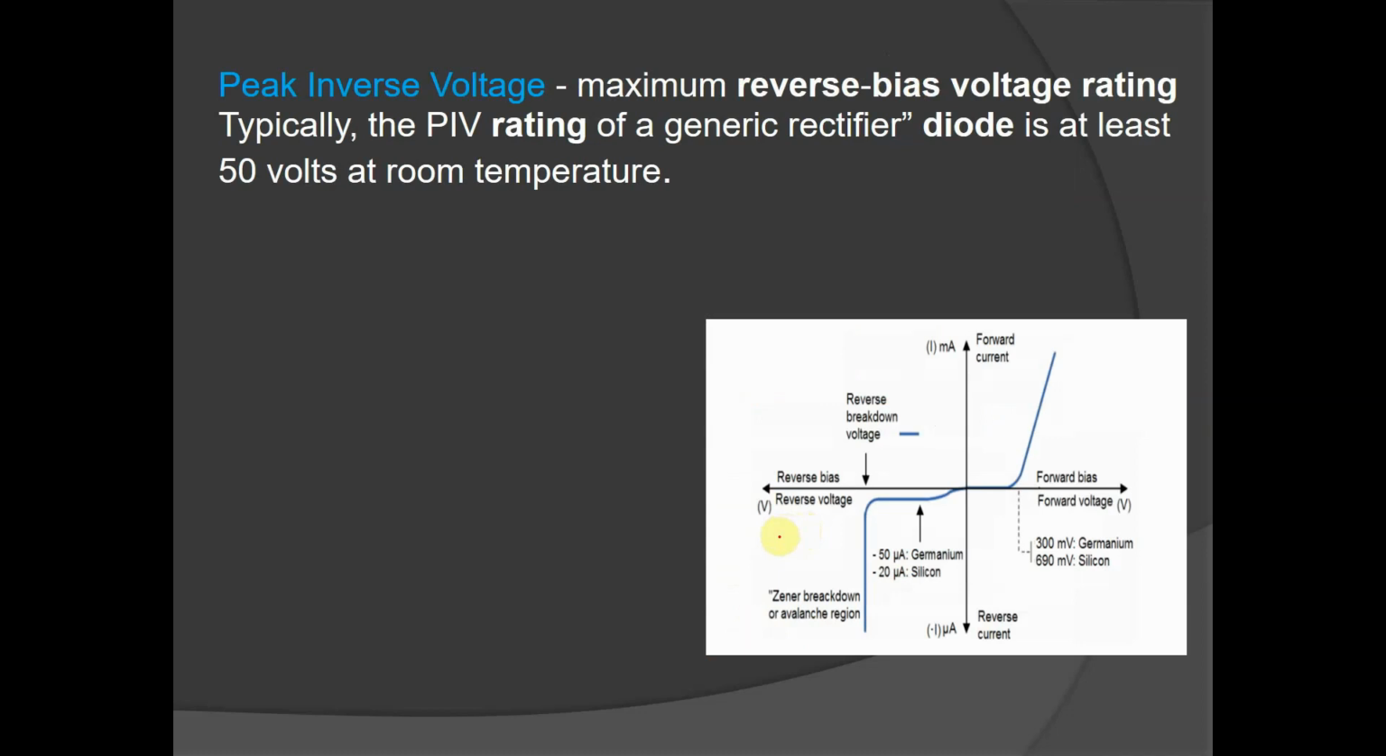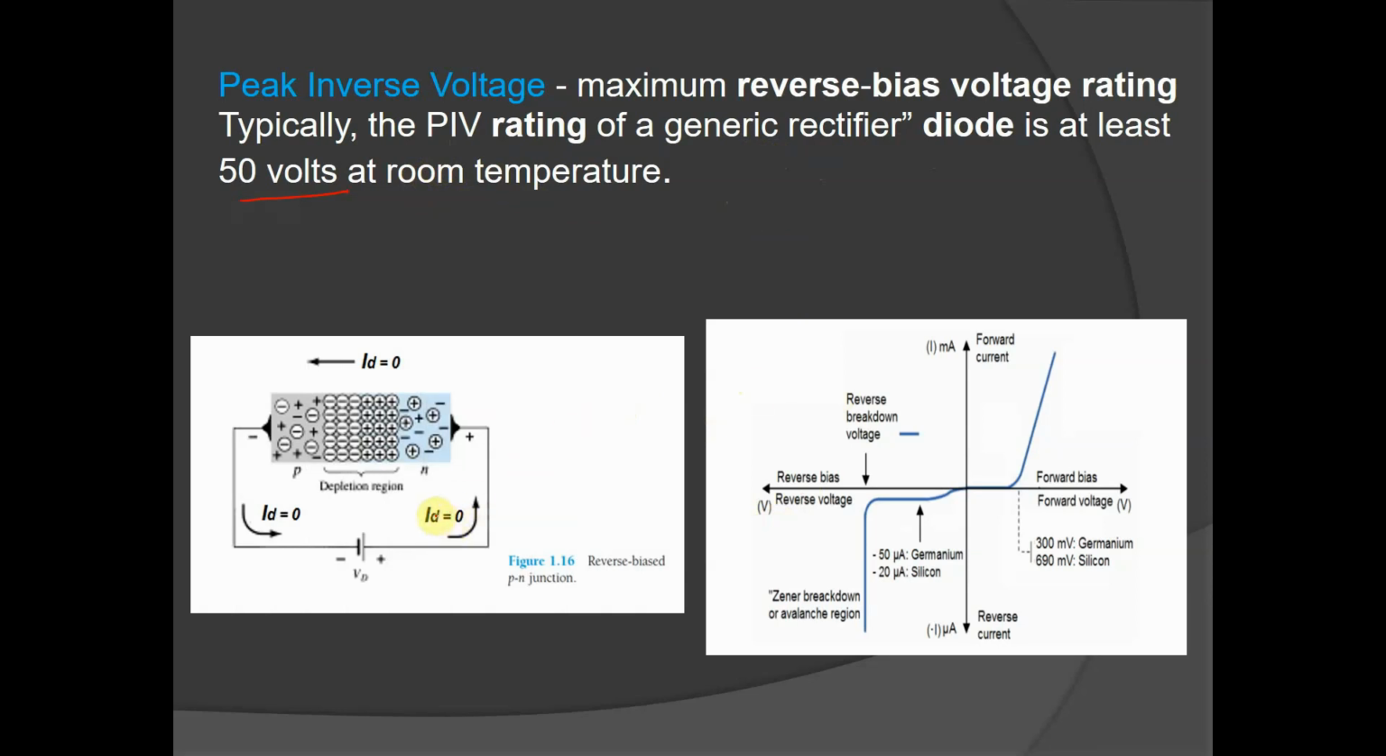There is what you call the peak inverse voltage. It's the maximum reverse bias voltage rating. Typically, the peak inverse voltage rating of a generic rectifier is at least 50 volts, right? Or you can obtain it from the manufacturer's specification data sheet. So what does peak inverse voltage mean? This is my diode here. I have a source which is reversely connected to the diode. This is the negative terminal of the diode, this is the positive terminal. However, I put a positive here.